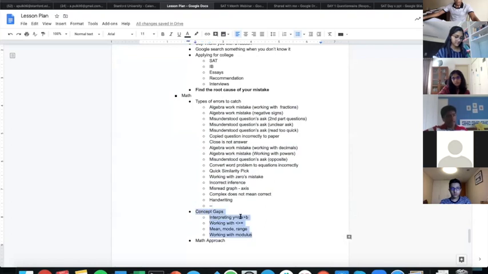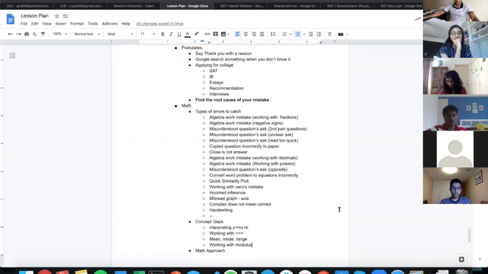Under concept gaps, you can have misinterpreting y equals mx plus b slopes. That's very frequent, the one we just did. If you struggle with working with greater than, less than, and equals to, especially when negatives are involved, then we practice that. Mean, mode, range, we didn't do this question, but this comes up very frequently. So if this is a concept gap of yours, please add this in. And working with modulus, we also just did a question on that. So I don't know if you want to take a screenshot of this, or if you've been paying attention, then you should have had these notes followed exactly like this.